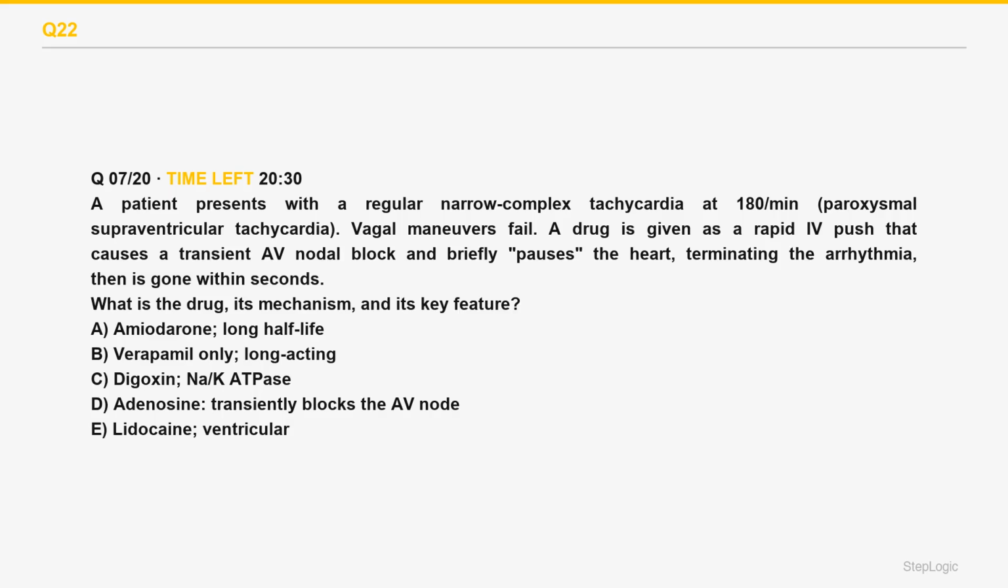What is the drug, its mechanism, and its key feature? A patient presents with a regular narrow complex tachycardia at 180 per minute, paroxysmal supraventricular tachycardia. Vagal maneuvers fail. A drug is given as a rapid IV push that causes a transient AV nodal block and briefly pauses the heart, terminating the arrhythmia, then is gone within seconds.